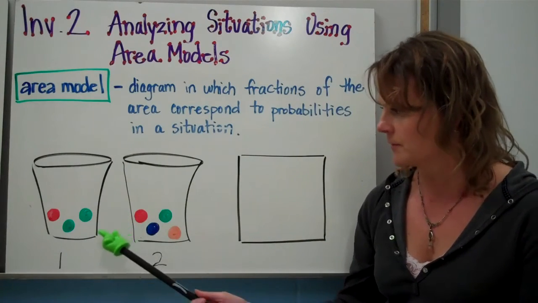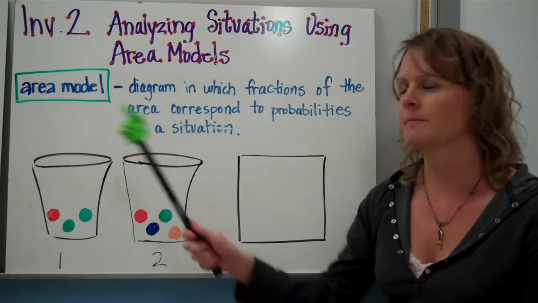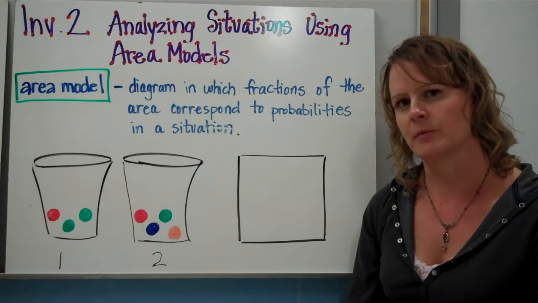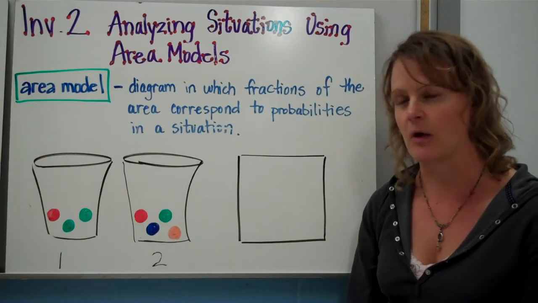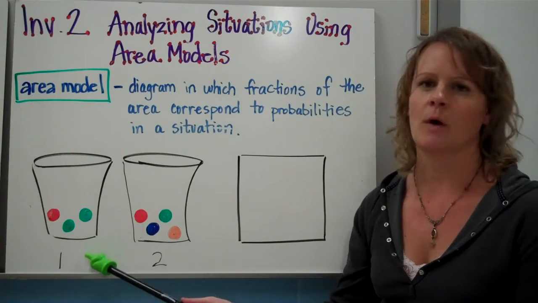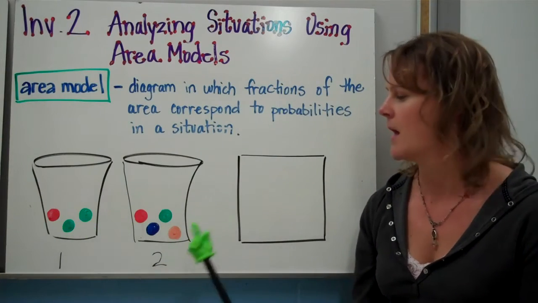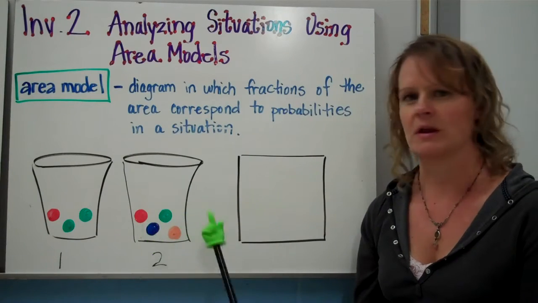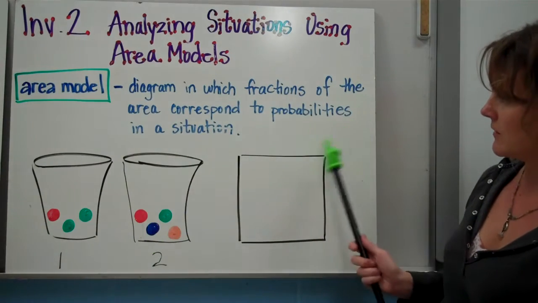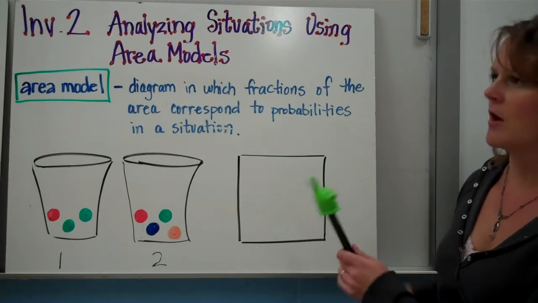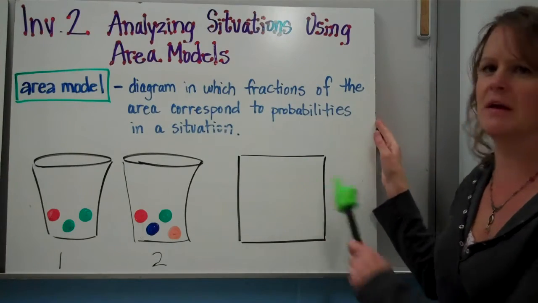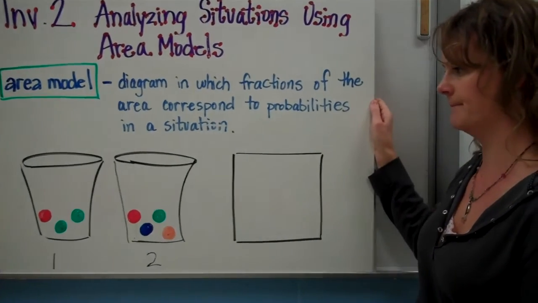So this bucket problem has to do with drawing a marble from each bucket, and we want to know the probabilities of various outcomes occurring. In bucket number 1, we have a red marble and 2 greens. And in bucket number 2, we have a red, a blue, a green, and an orange. To start our area model, we start by just drawing a square. And this is the 100% area that we're going to work from.